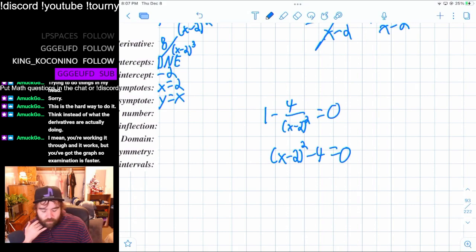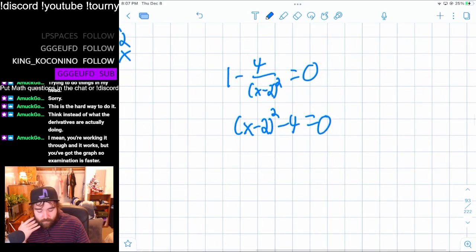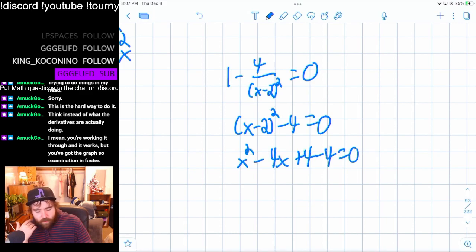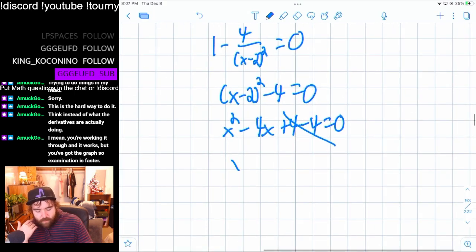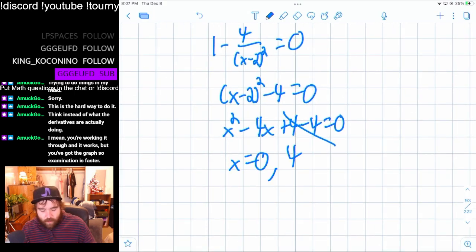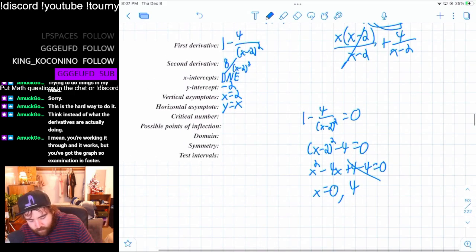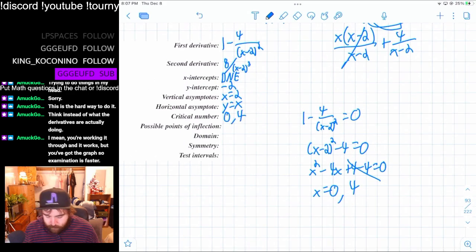Because then we just ignore the bottom, because then we have a fraction. And then I would just expand that. So x squared minus 4x, plus 4 minus 4 equals 0. Those go away, and you see that it's x equals 0 and 4. Those are the critical numbers, 0 and 4.